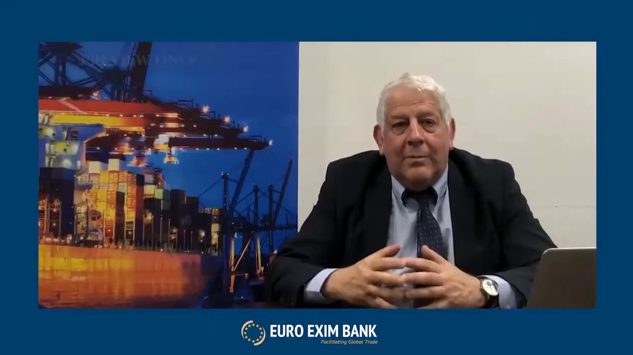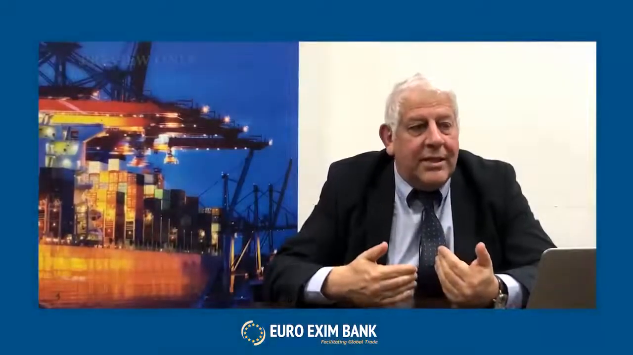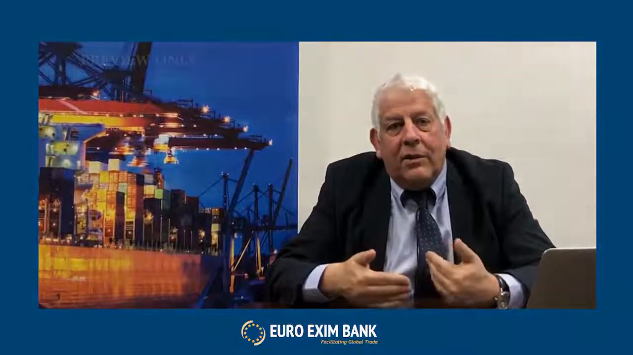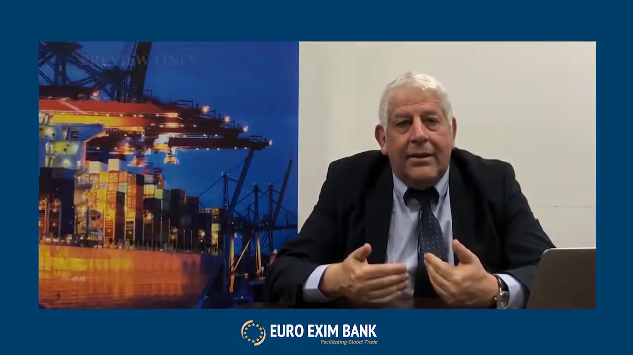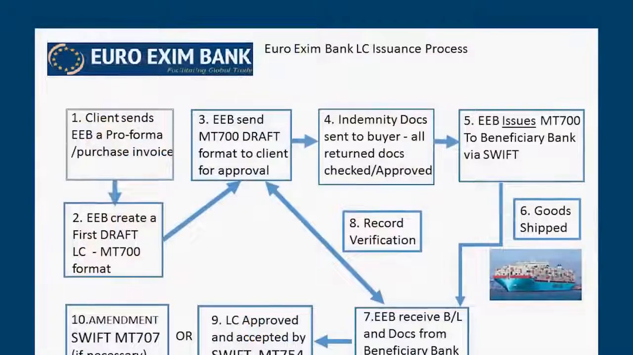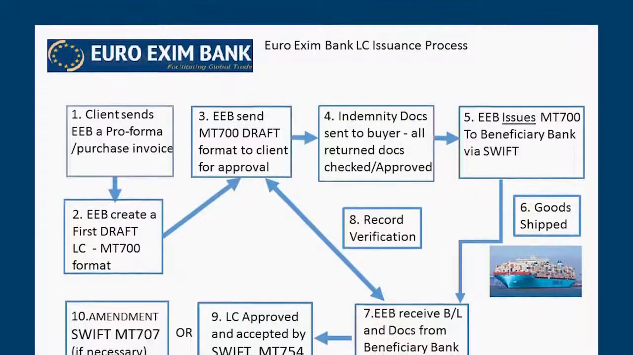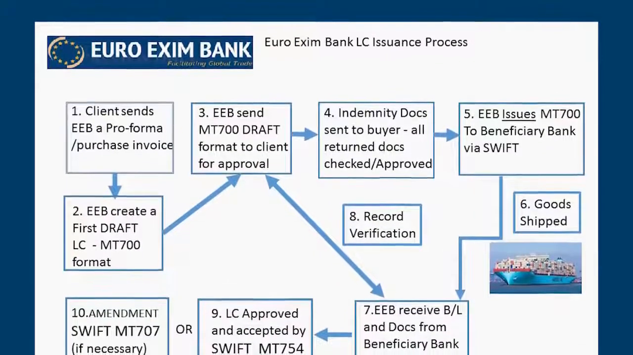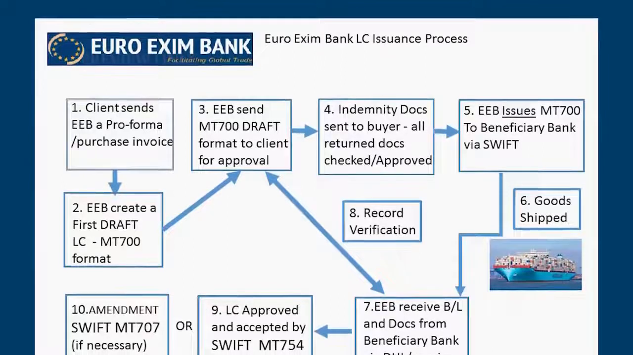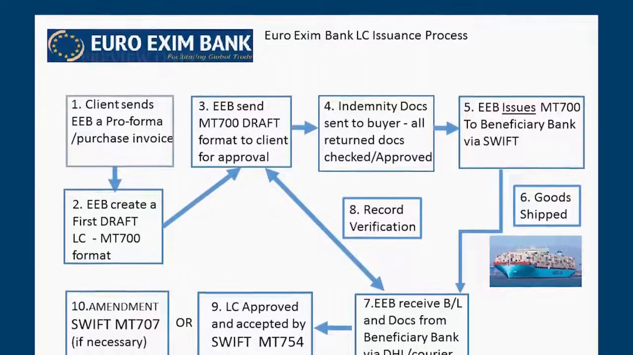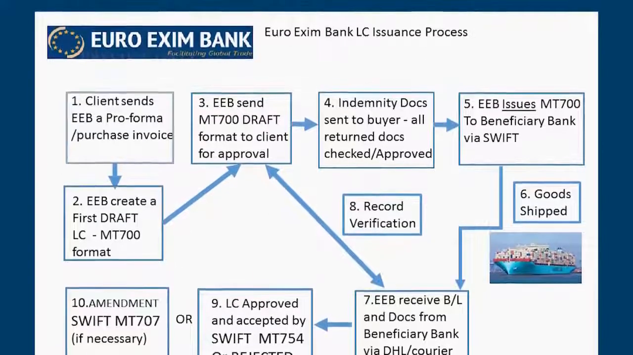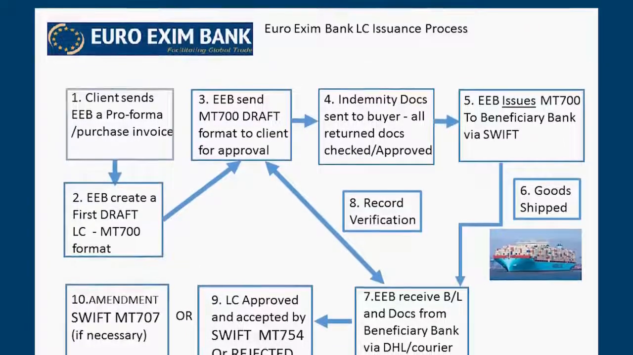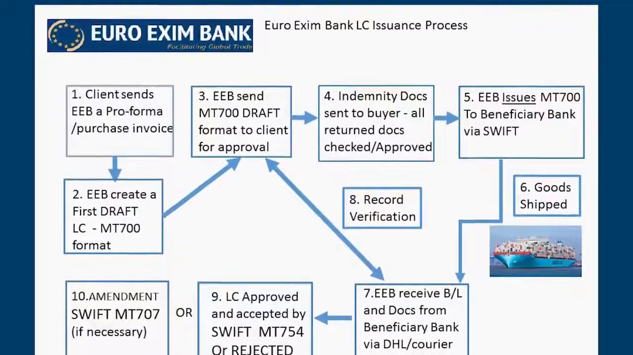In conclusion, we have a number of steps, very simple steps to the process. So if we just go over those very, very quickly again. Number 1, client sends us a pro forma invoice. Step 2, we create the draft, which we then send in a specific format to the applicant. Step 3, the applicant approves that transaction.